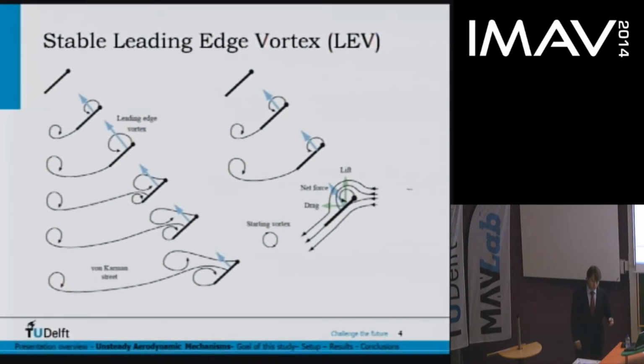However, what we see in, for example, flapping insect wings is that this same vortex is created and it remains attached to the wing, creating very high lift on the flapping wing. So this is a very important lift generating mechanism in flapping wings.